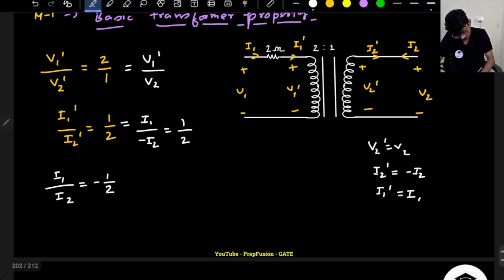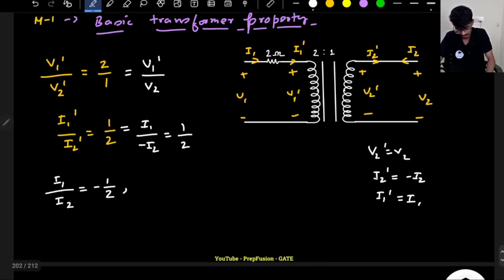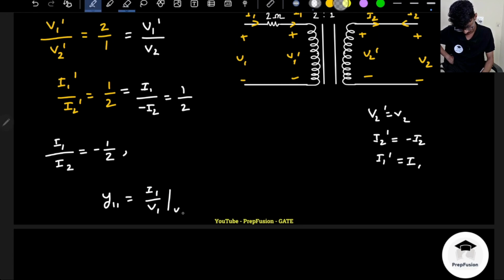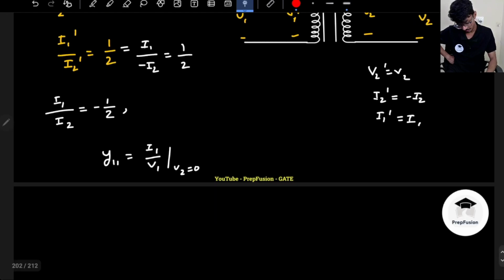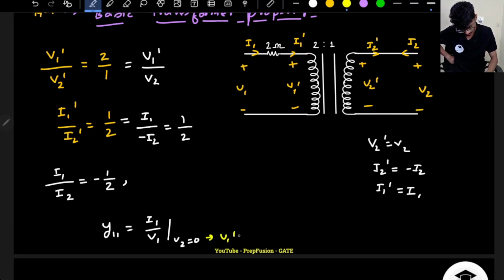So now what we can say is we can write the equation. So what is my y11? Y11 is basically I1 upon V1 when V2 is 0. So if my V2 is 0 now, is V1 also 0? No, right? There is no direct relationship between V1 and V2. So if I make V2 0, then this voltage here is 0, that means my V1 dash is 0.